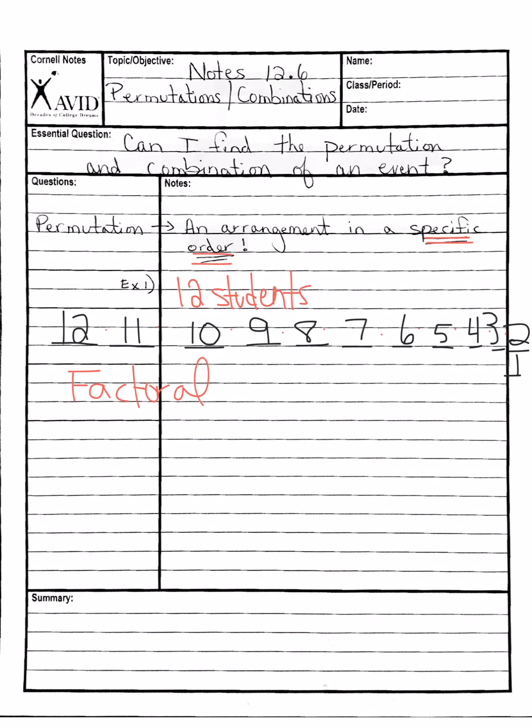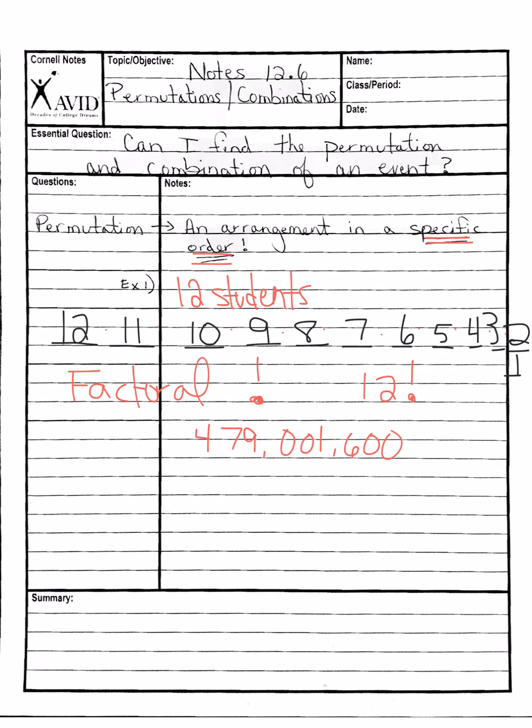Your teachers will show you how to type it in. It looks like an exclamation point, so if you can find the exclamation point, you would just type in your calculator 12, and then you would hit the factorial button, which is the exclamation point, and you would see that there would be 479,001,600 different ways for 12 students to be arranged from first to last. You probably don't want to try to figure all those out.